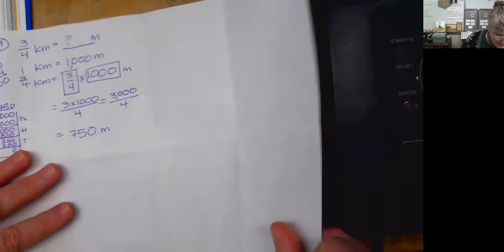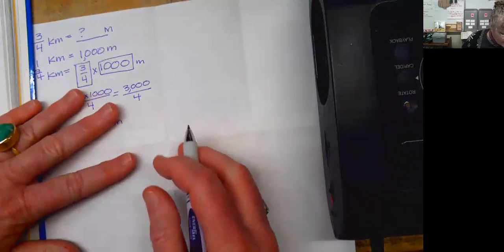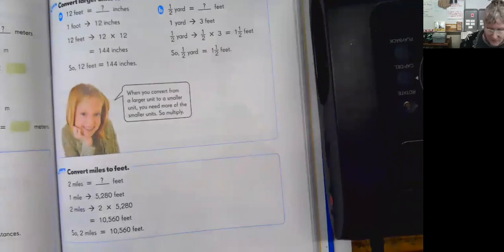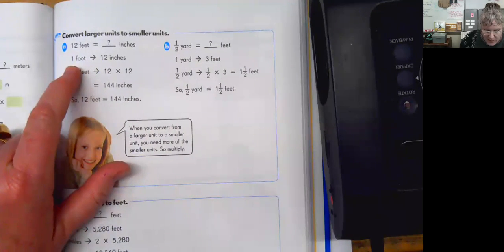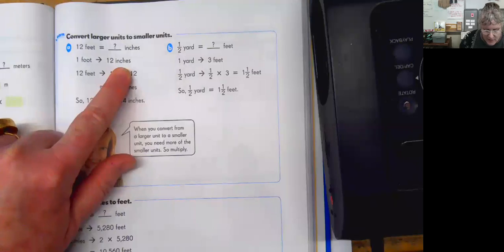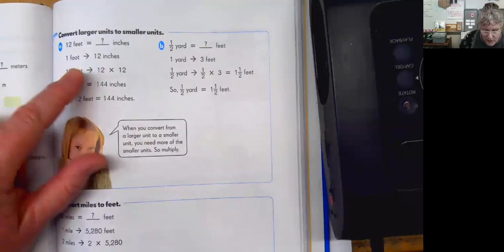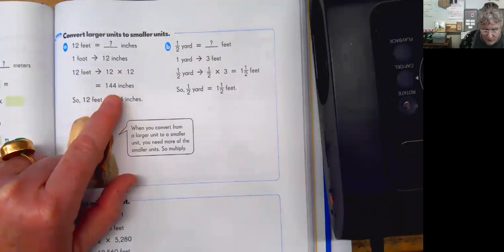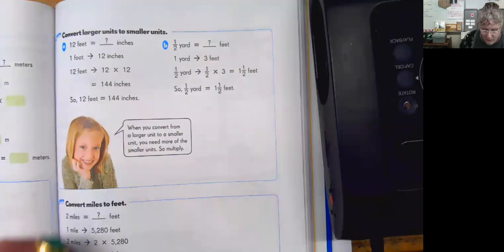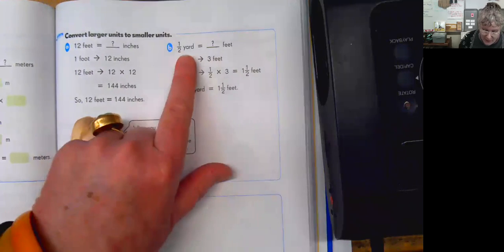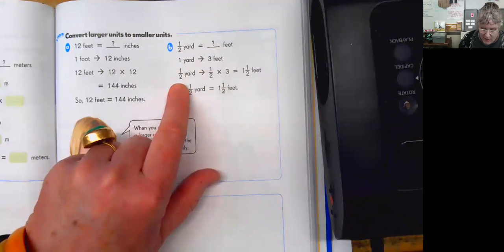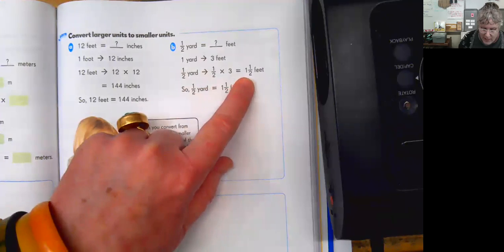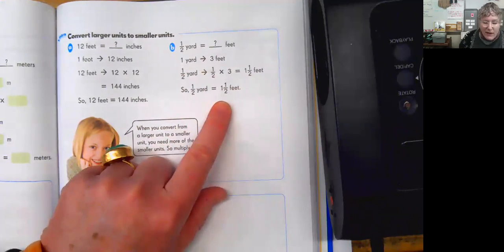So let's say that I want to convert 12 feet. So if we look here in the book, it says 12 feet equals question mark inches. So in my blue box, it says 1 foot equals 12 inches. So I know if I have 12 feet, that's 12 times 12. That's 144 inches. So 12 feet equals 144 inches. Now, if I have a half a yard, 1 yard equals 3 feet. So a half a yard equals 1/2 times 3, which is 1.5 feet. So a half a yard equals 1.5 feet.